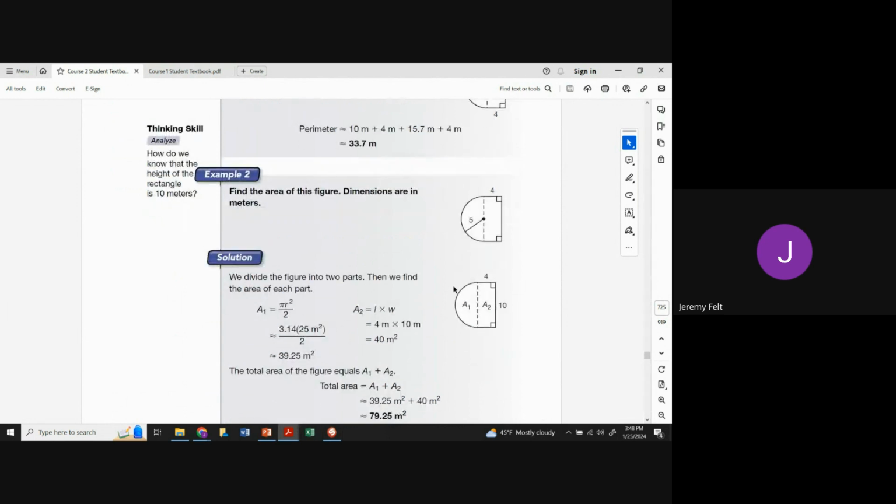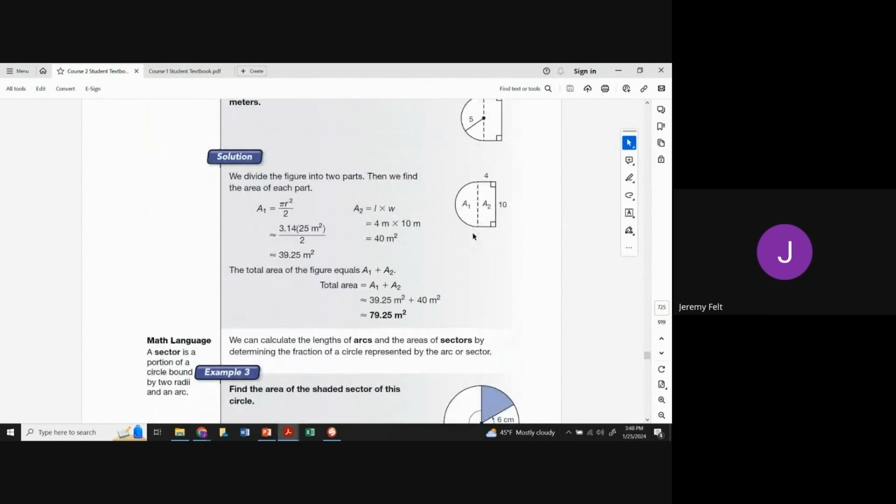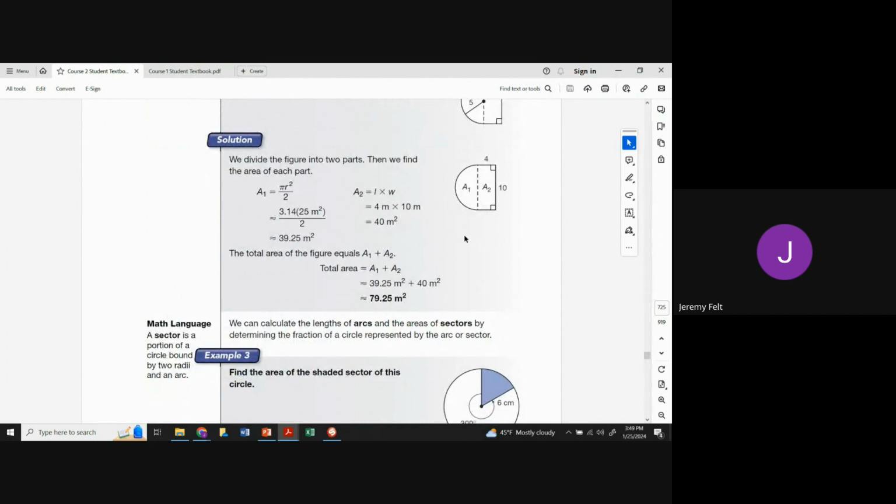Okay. This one we calculate area, so area of a circle divided by 2, area of the rectangle, and then add them together. Then we want to talk about arcs and sectors. So the arcs and the areas are the sectors. So the lengths of an arc. So if we're looking at this, we have an arc right here. It's a portion around the circle.